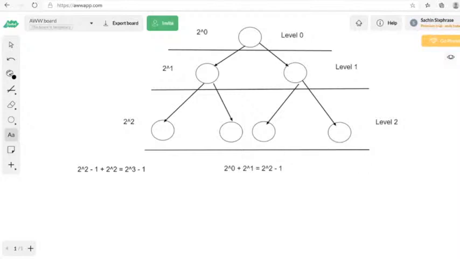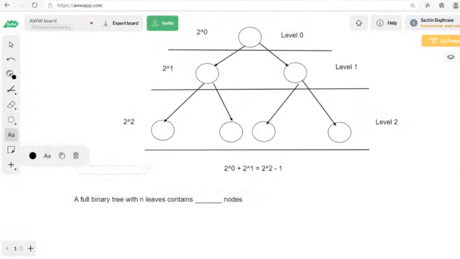Okay, I'll just paste the question here. A full binary tree with n leaves. Which is a leaf node here? These 4 nodes are called leaf nodes. These 4 nodes are 2 squared, so 2 squared means leaf nodes. How many leaf nodes? N leaf nodes.